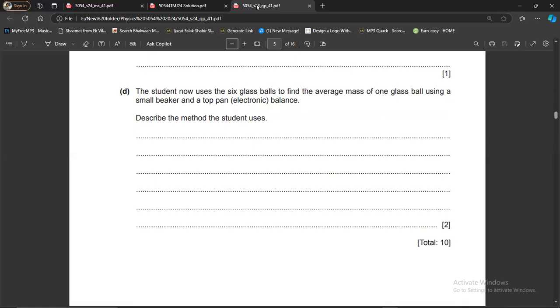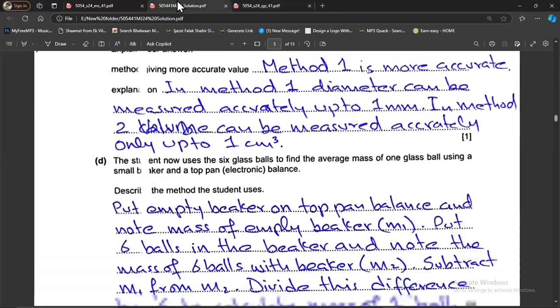Then put 6 marbles in that beaker, and now note the reading on the electronic balance. Let me say that is M2. M2 is the mass of the beaker plus the 6 marbles. Then from M2 subtract M1, and whatever difference you get, divide it by 6. You will get the mass of one marble. I hope you understand both the methods.